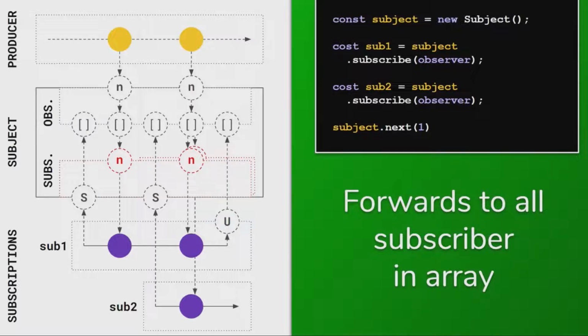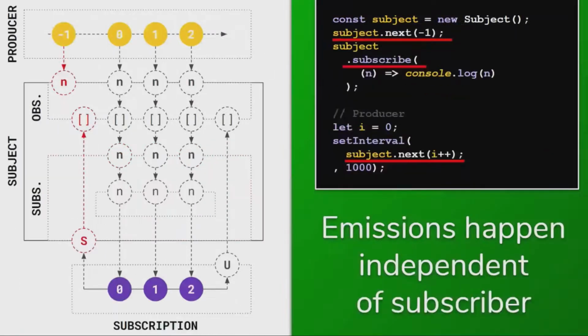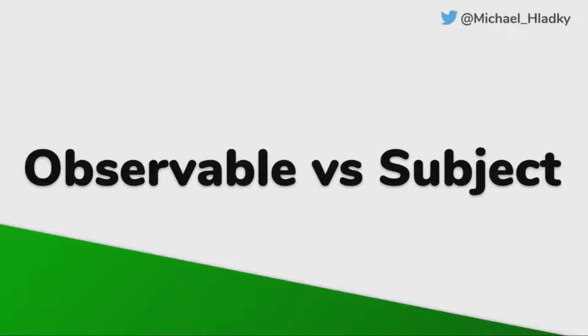A subject has one downside: as a subject is not relying on the subscriber, it is hot all the time. So I could next values into my subject and there is not yet a subscriber. In this case, I could miss values. In this diagram, I miss the first value, -1, and I only receive all the values after that subscription. So this is something that we should keep in mind.